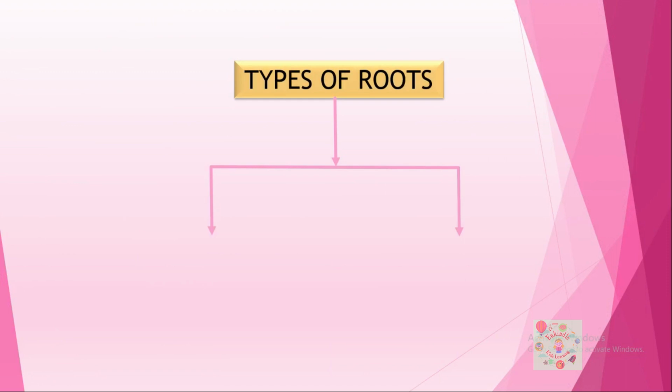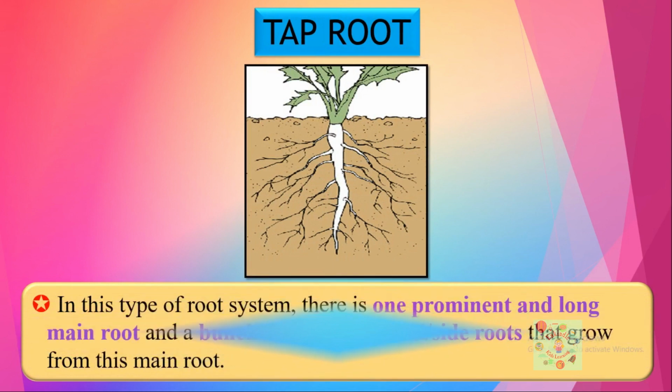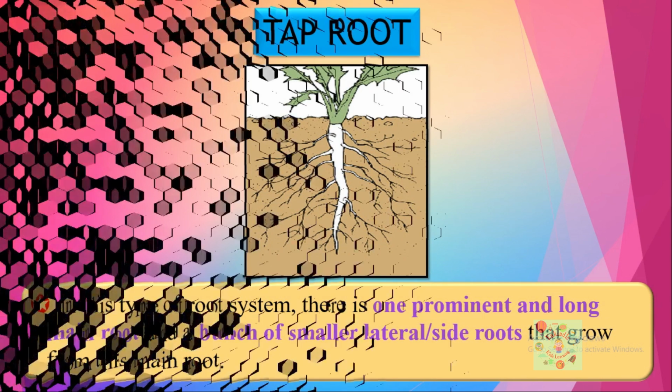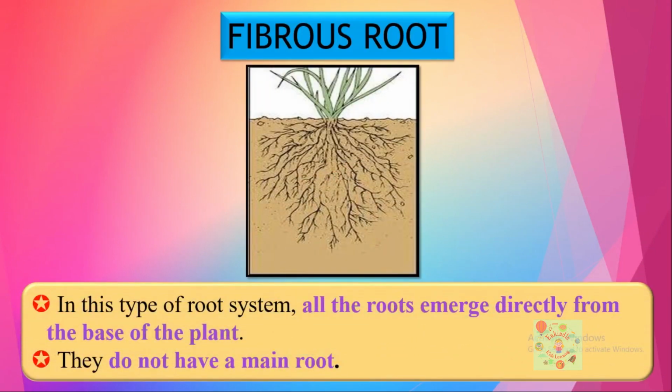The roots are of two types, that is, one is taproot and the other one is fibrous root. Let's study each one in detail. What is a taproot? In this type of root system, there is one prominent and long main root and a bunch of smaller lateral or side roots that grow from this main root. What about the fibrous root? In this type of root system, all the roots emerge directly from the base of the plant. They do not have a main root.